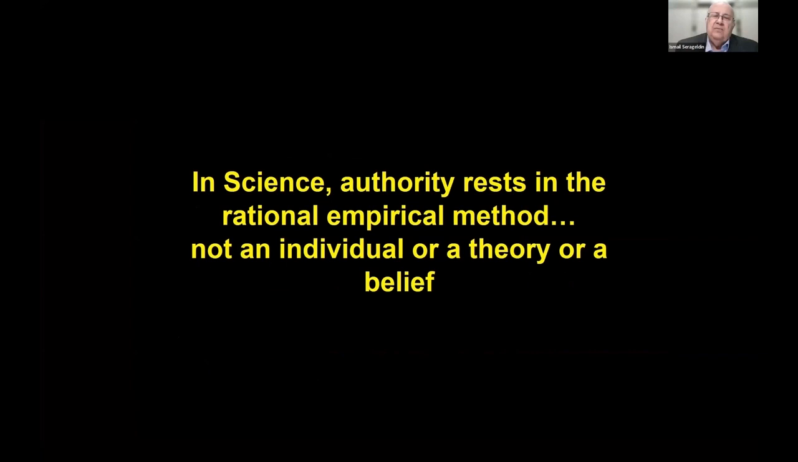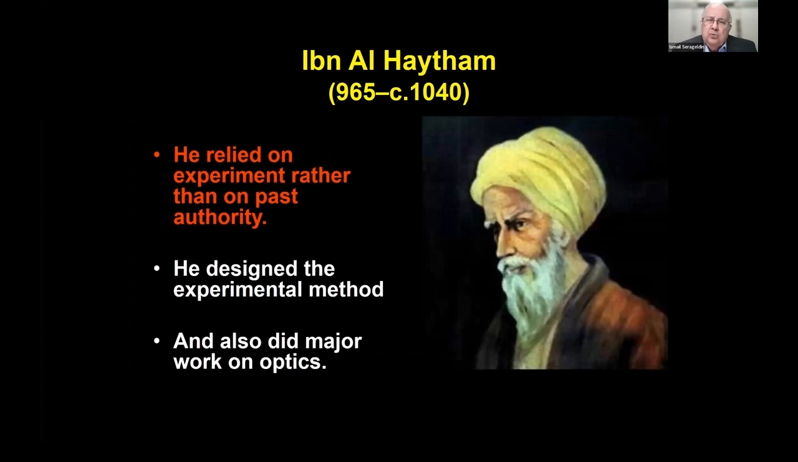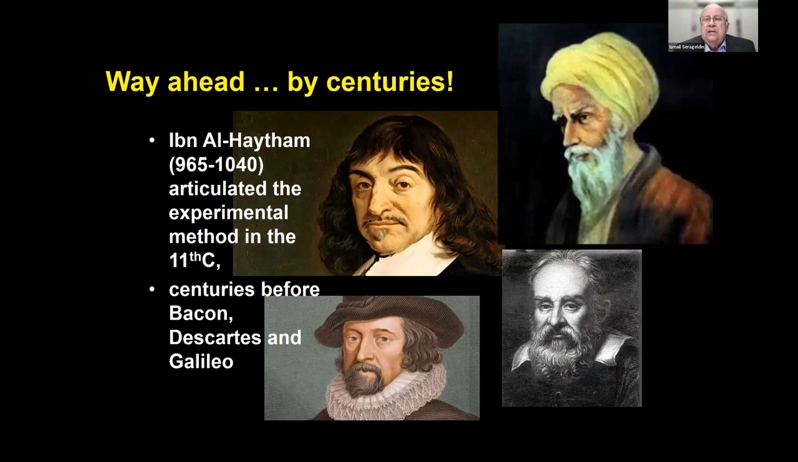So fundamentally, in modern science, authority rests on the rational empirical method, not on the authority of any person. And since we are in the Middle East, we should also pay tribute to Ibn al-Haytham, who was the first to do this back in the 10th, 11th century, several centuries ahead of Galileo, Descartes, Newton, and Bacon. And in the modern sense, we say from Karl Popper and others that scientific knowledge has to be falsifiable.